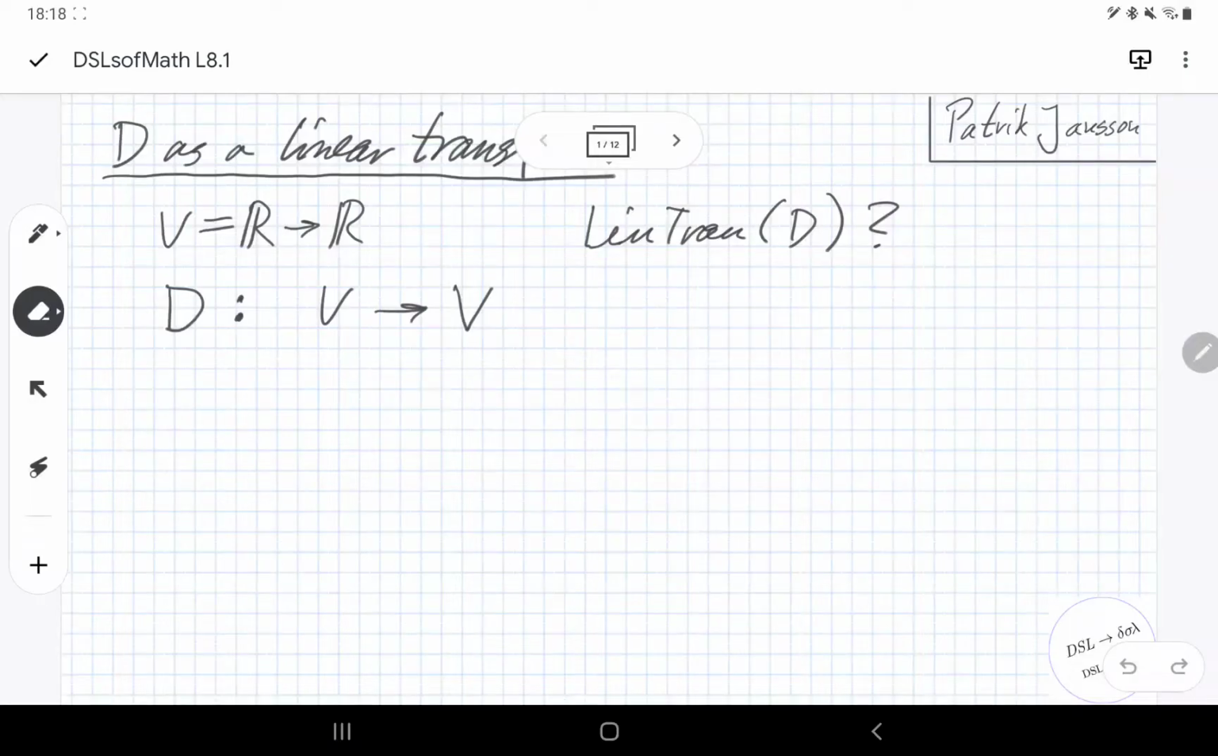8.1 of the Domain-Specific Languages of Mathematics course. I will continue on from the linear algebra lectures from last week and go towards the definition of the Laplace transform. But let's start with an example of a vector space.